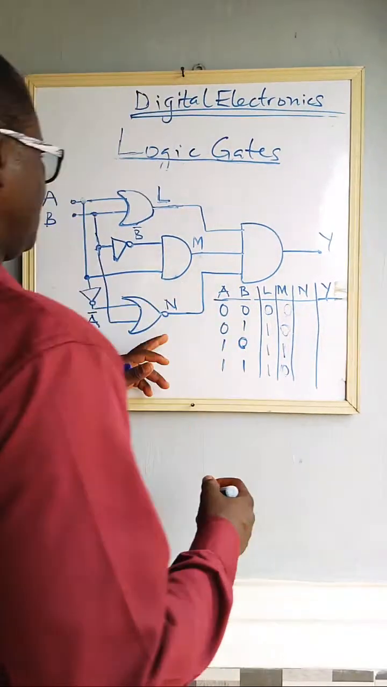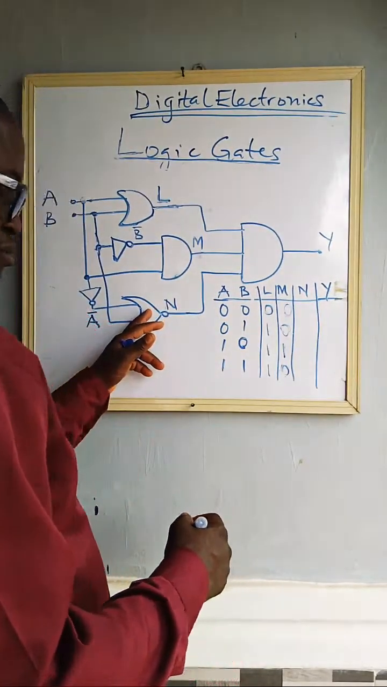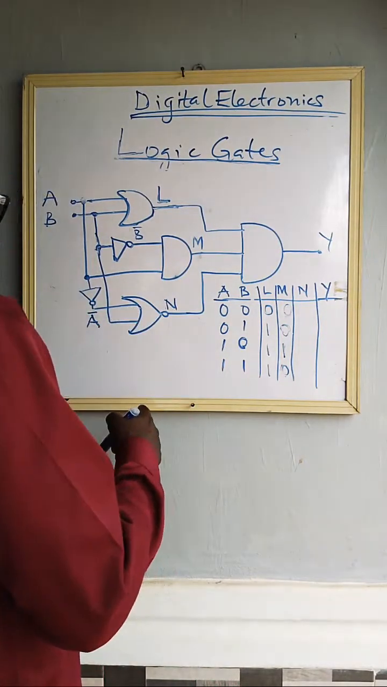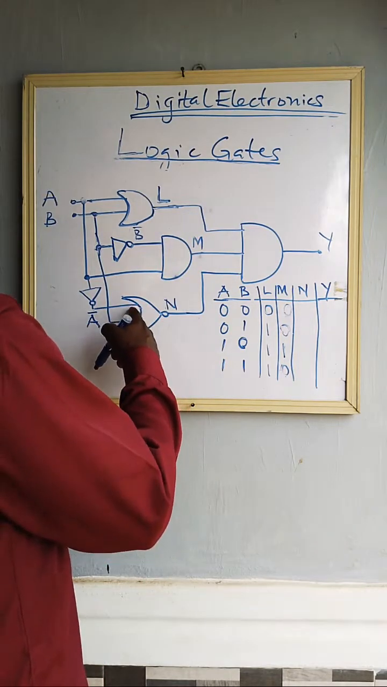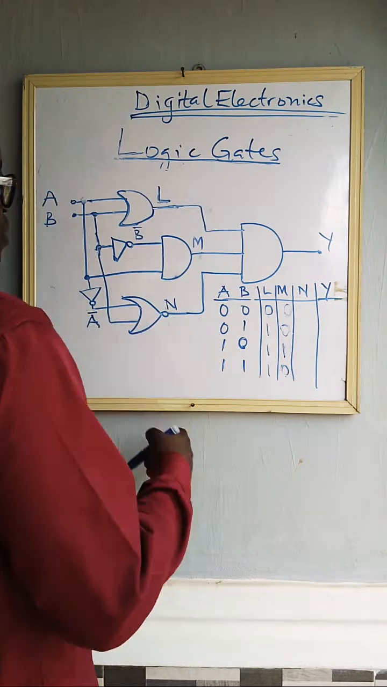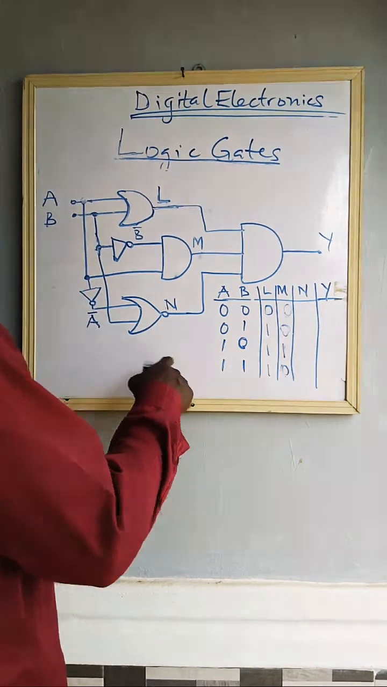Let's look at it. Inversion of A, this is a NOR gate. Mark you, when you have inputs as 0 and 0, you're going to have 1. 1 and 1, you're going to have 0. 1 and 0, you're going to have 0. So that is how the NOR function behaves.